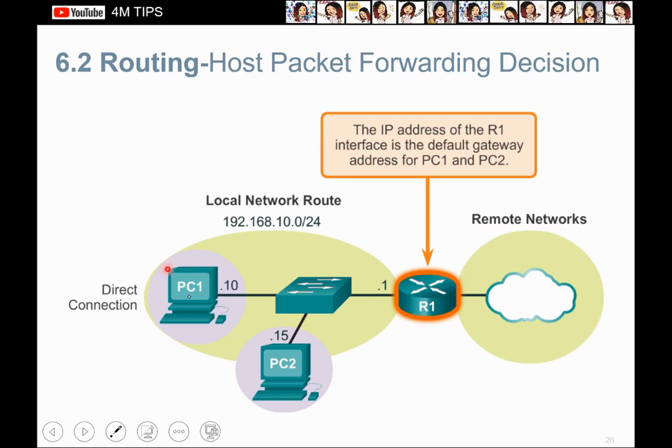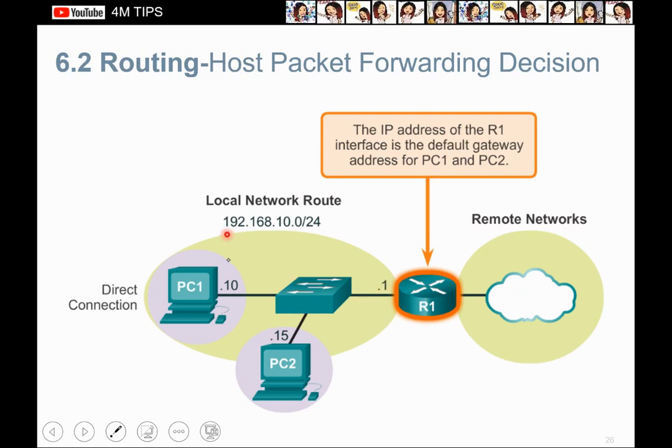Now, assuming that PC1 and PC2 would like to route to this network here, they have to pass by the default gateway because they do not belong to the same network. So according to the theory, you need to configure a default gateway, which is in the router connected to this network. In this case, the router interface connected to this network is this one, .1.